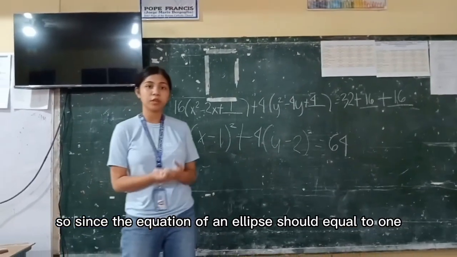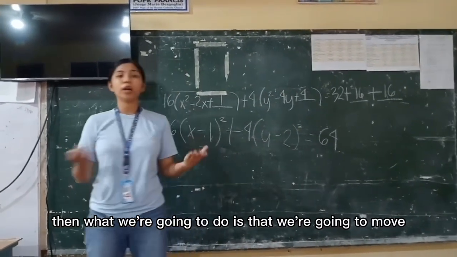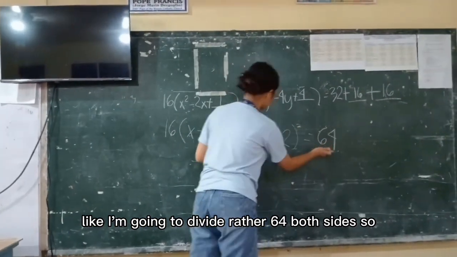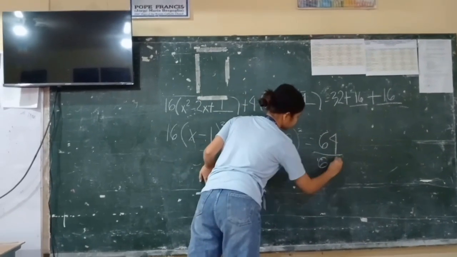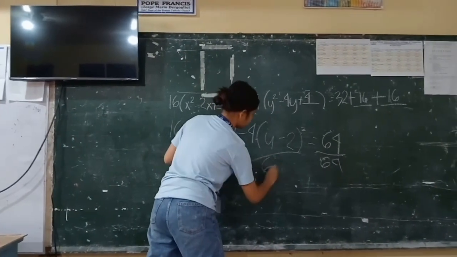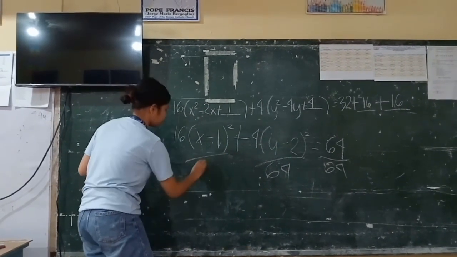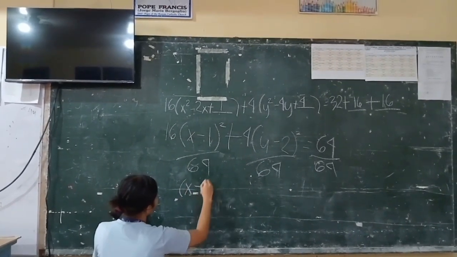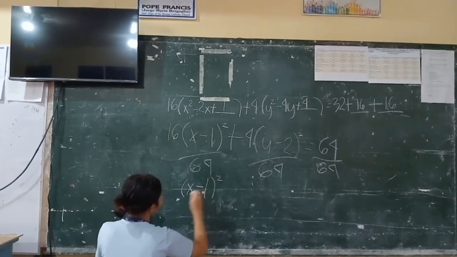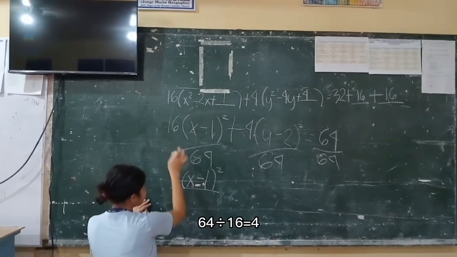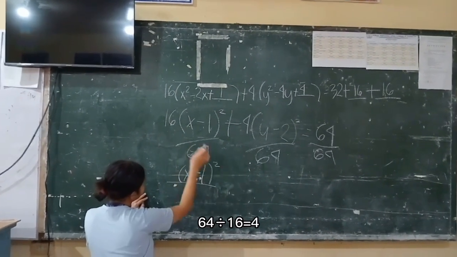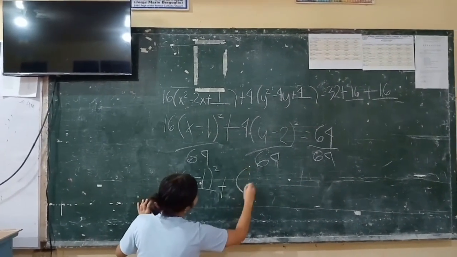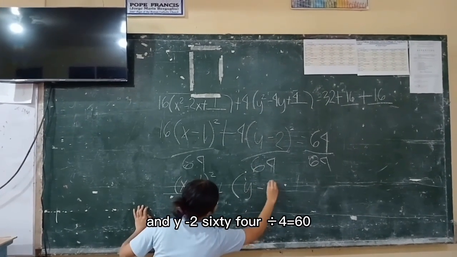So since the equation of an ellipse should equal 1, what we're going to do is divide both sides by 64. So it will be 64, 64, and 64. Then x minus 1 squared. 64 divided by 16 is equal to 4. And y minus 2.